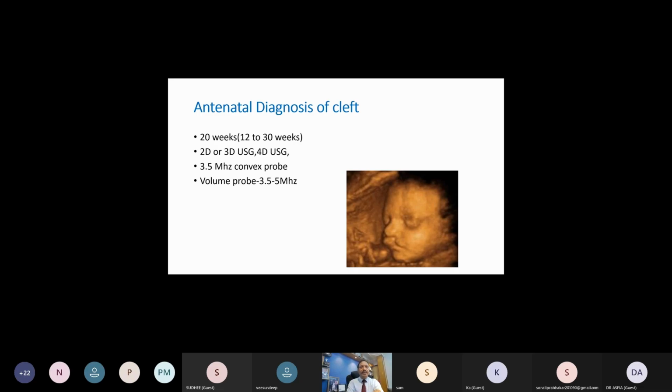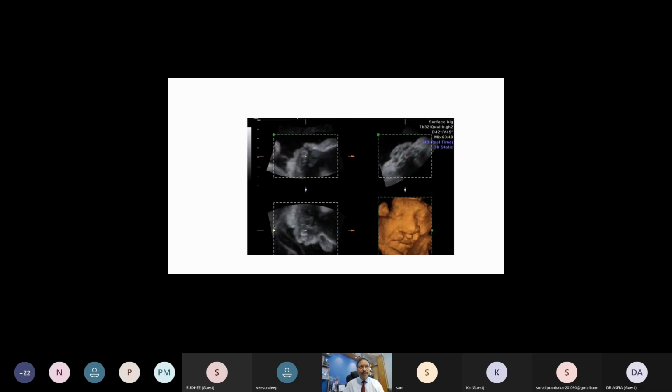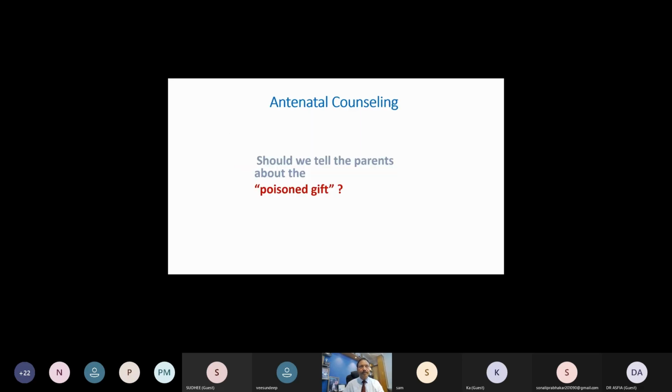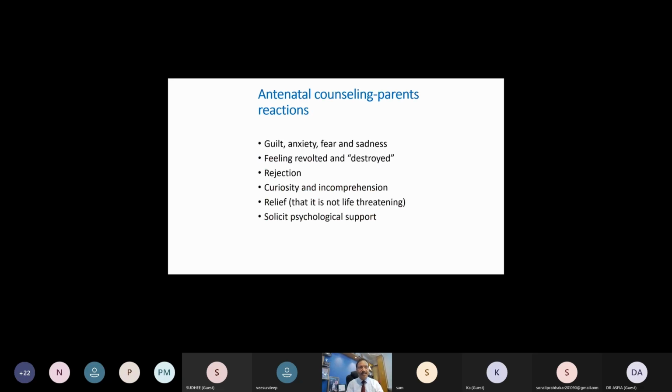And the cleft can now be diagnosed antenatally. Many parents come to you with an antenatal ultrasound diagnosis of cleft. So what should you do? Should you tell the parents about the diagnosis? The answer is yes, because of antenatal counseling.